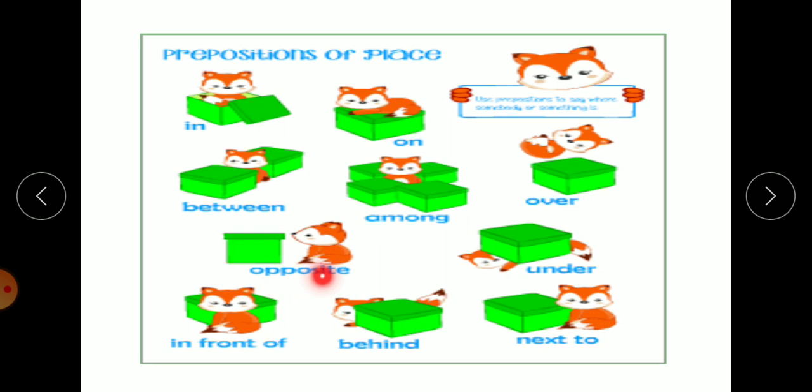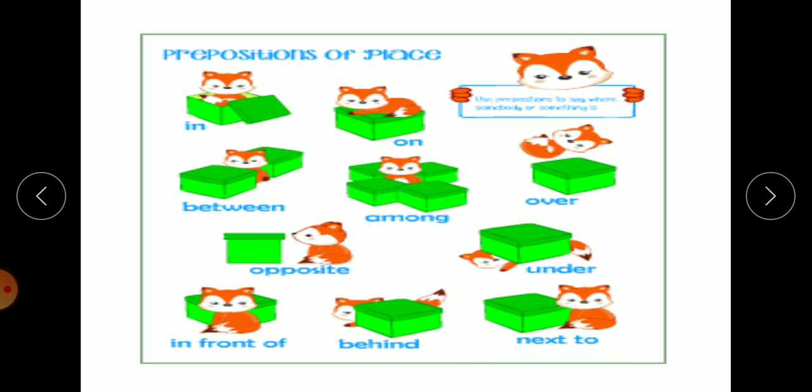That is opposite. Under. Under word means when one thing is covered by the another thing. Like you can see, cat box से cover हो गई है, right? So that is under. Okay. In front of, किसी चीज़ के सामने बैठी है, so that is in front of. Behind, किसी चीज़ के पीछे, that is behind.